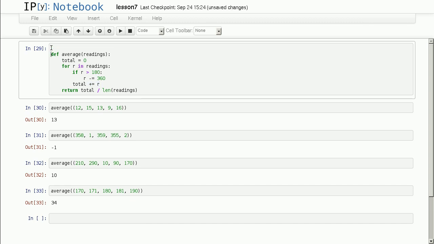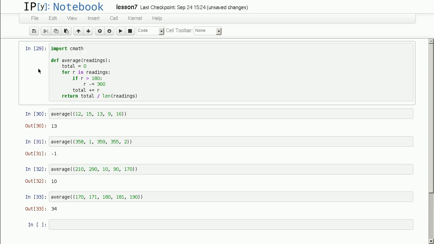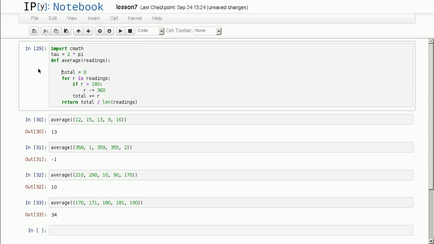The first thing I would do is to import cmath, or import the complex math library, and then define tau to be equal to 2 times pi. I have a lot of programs that start this way. Now, I will use the same function name, same inputs, but I'm going to start by defining a base. I'm going to exponentiate this base. I'm going to use a method of complex exponentials.